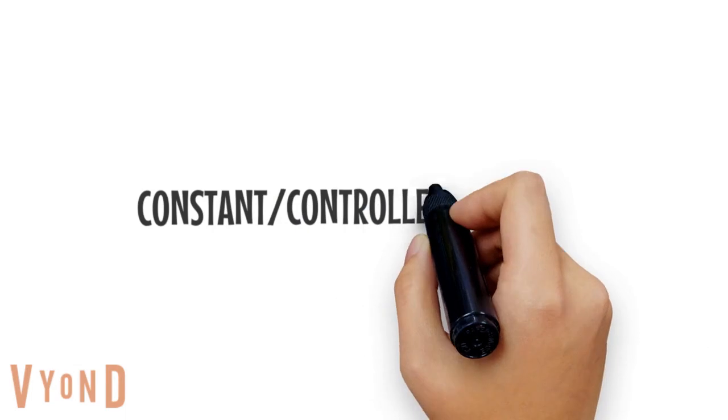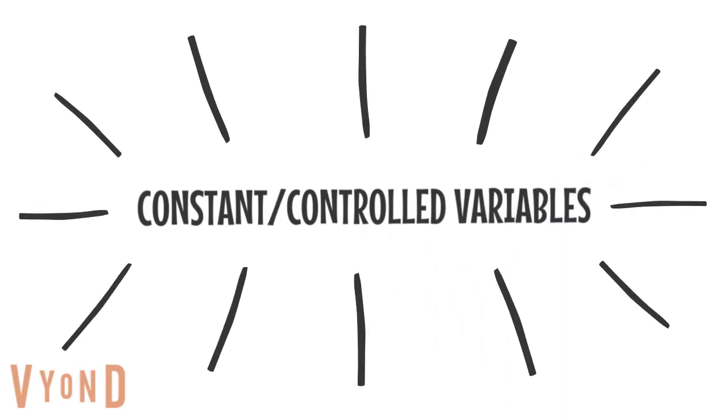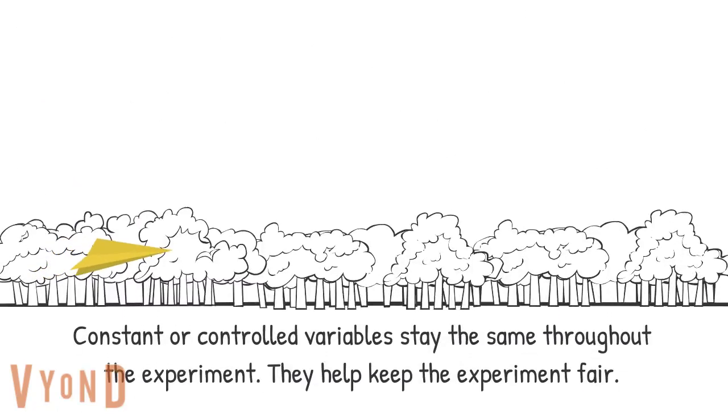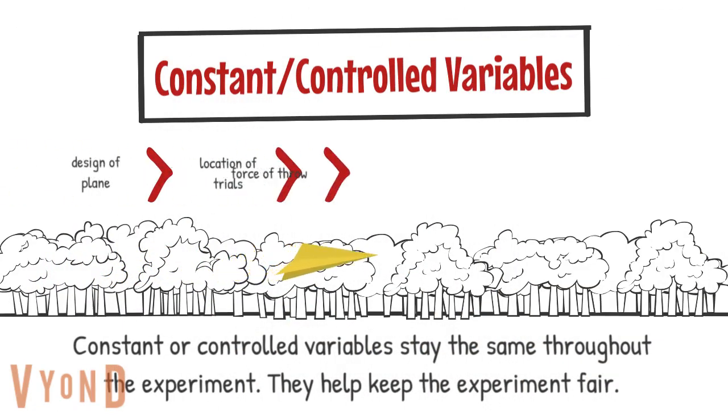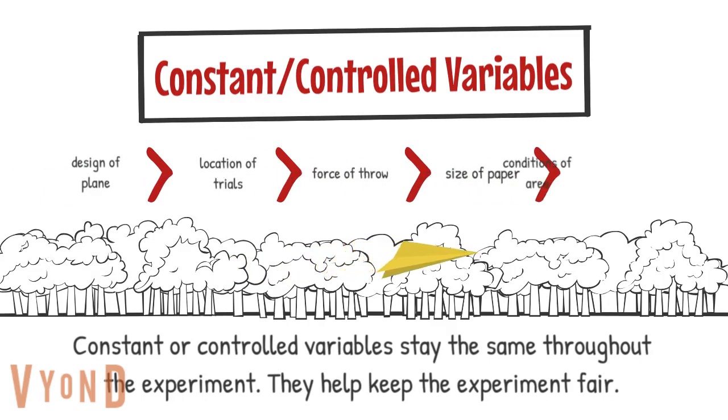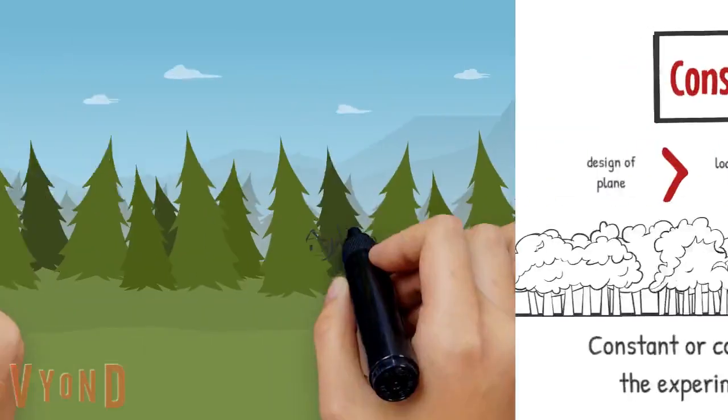All of the other things that we could have changed but didn't are called constant or controlled variables because they stay the same. They help keep the experiment fair because we know that our one independent variable was the only thing to affect the results of our experiment. In this case, our controlled variables, the things that we did not change, were the design of the airplanes, the location of the trials, the force of the throw, the size of the paper, and the conditions of the area.